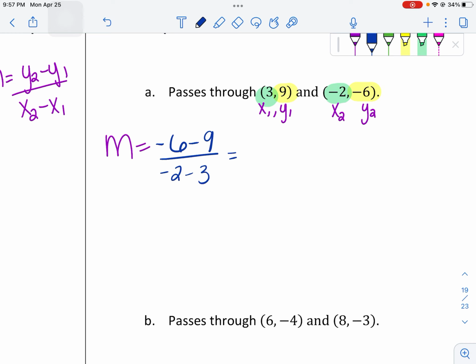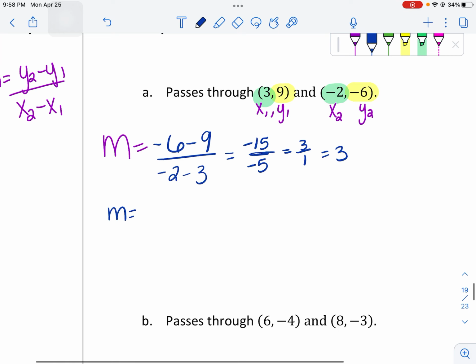And you have to be careful with your subtracting, especially dealing with negatives, so make sure to double check your work. Negative 6 minus 9 is going to be negative 15. Negative 2 minus 3 will be negative 5. And then we can simplify if possible, which you can because you can divide negative 15 by negative 5. It's going to simplify to 3 over 1 or just 3. So we get m equals 3.